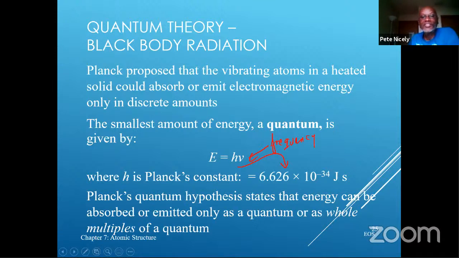Okay, so according to Planck's quantum hypothesis, basically it states that the energy of an atom can be absorbed or emitted only as a quantum or as whole multiples of a quantum if you're dealing with multiple atoms, all right? So basically, if it's one atom, its energy can only be changed by this value right here, all right? Depending on the frequency of the radiation that is either emitted or absorbed by the atom. If it's more than one atom, then the energy will change by multiples of this value right here, all right?